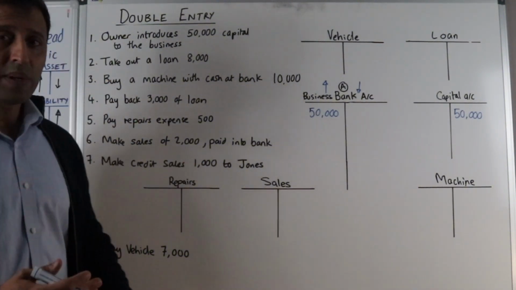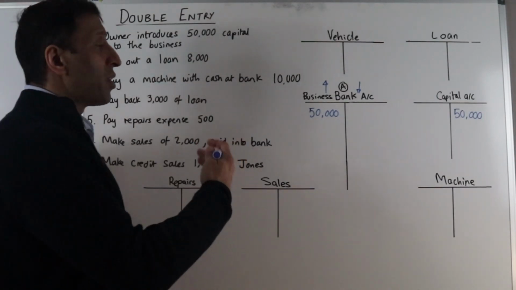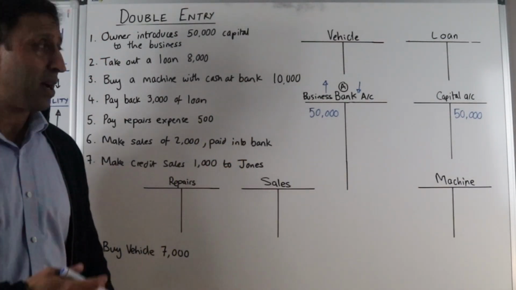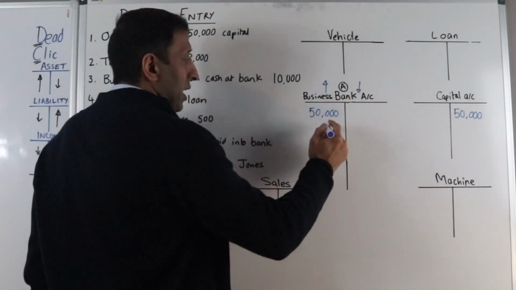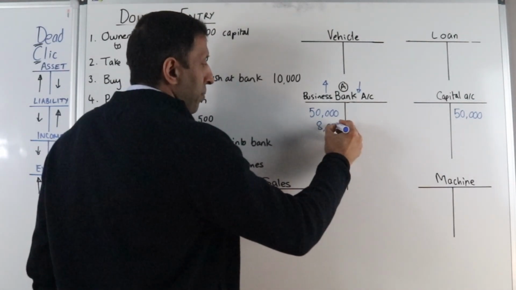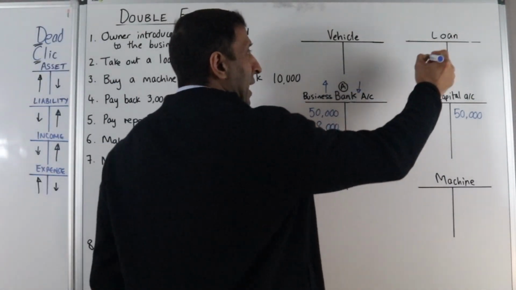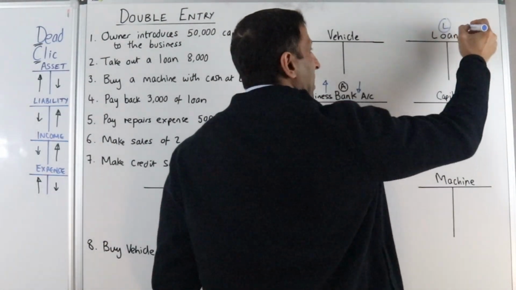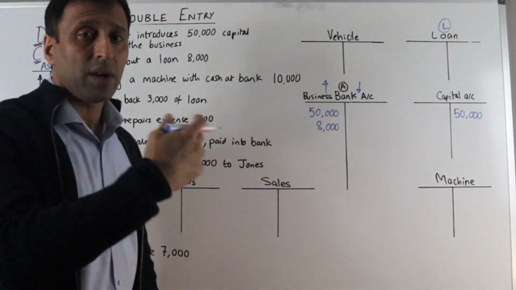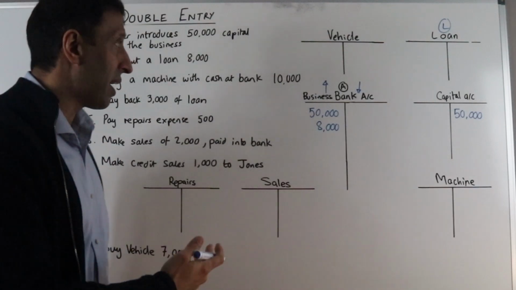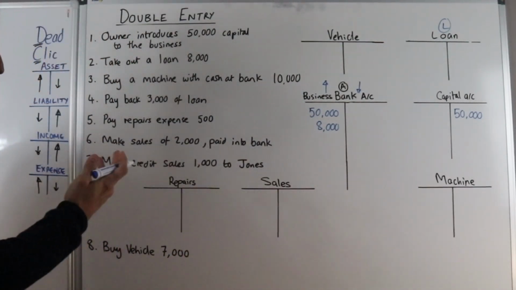Take out a loan. Now the business takes a loan. Now that loan is going to go into the business bank account. That business bank account, that asset, is going to increase. So I put a number, the value, on the debit side, and we have a loan account. Now a loan account is a liability. If the business takes a loan out, it owes money. That's a liability that we can call loan.